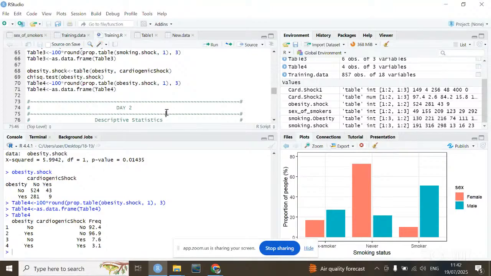So that marks the end of day 1. Can we proceed to day 2, or we may need to understand something? Any question from day 1?